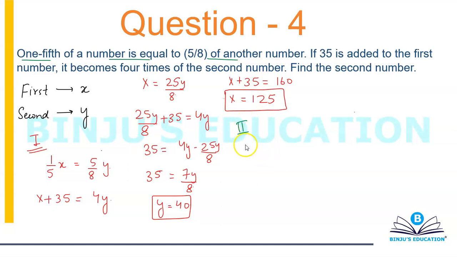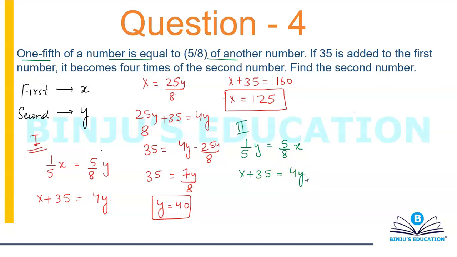So I'll have to say that 1/5 of y is equal to 5/8 of x. I'm again considering that x is my first number and y is my second number. I haven't changed that. But since the first statement does not specify that you have to do 1/5 of the first and 5/8 of the second, I'll have to take both the cases. Now 35 is added to the first number, so x plus 35 is equal to 4 times y.